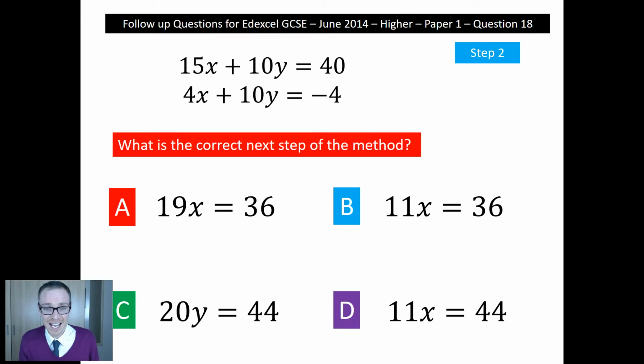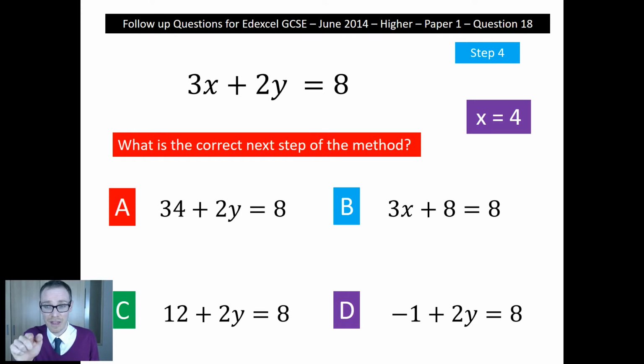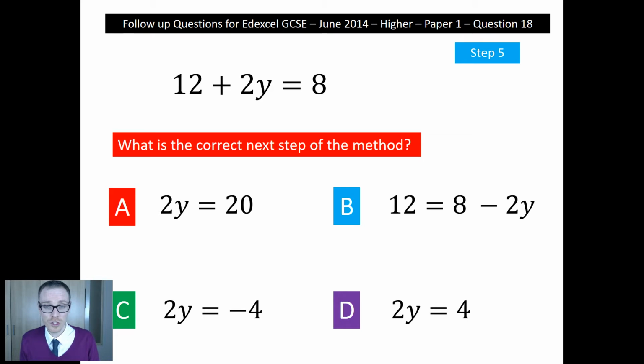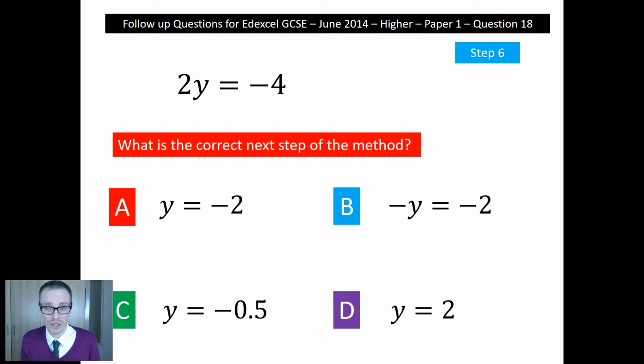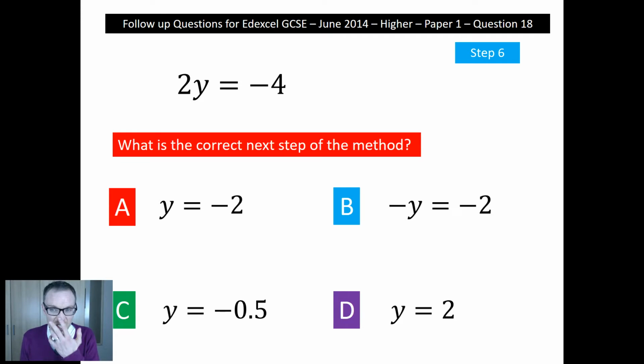So what's the next correct step? So now I'm testing whether students can add or subtract algebraic terms and negative numbers. Tell them the answer to that. Now what's the next correct step of the method? Can they solve linear equations? Now they've got the answer, x equals 4. Do they know what to do now? Do they know to substitute? Once they've substituted, can they then solve that equation? And then once they've solved that equation, do they know if they've got the final answer? So 6 steps for one question.